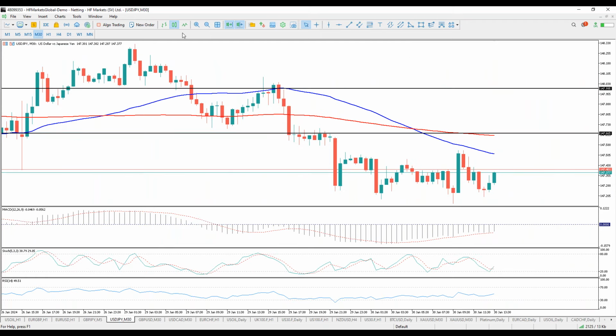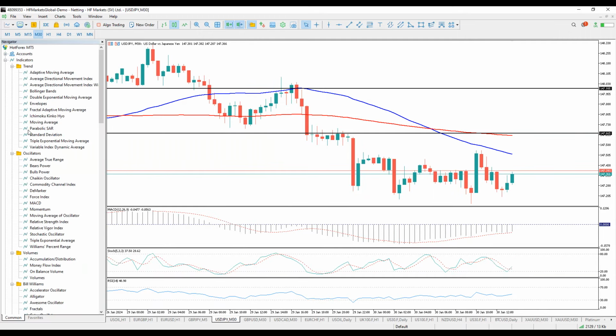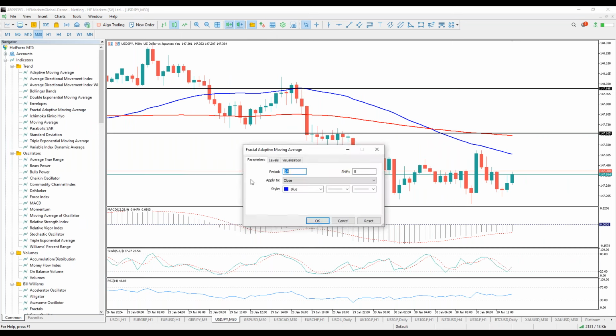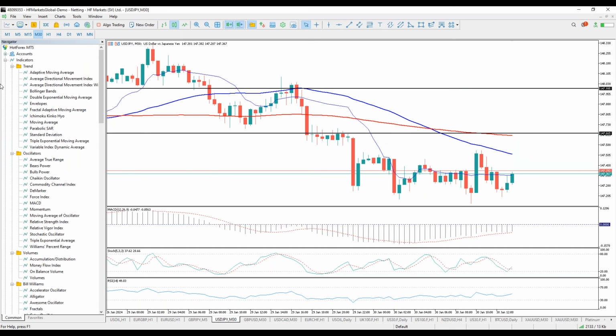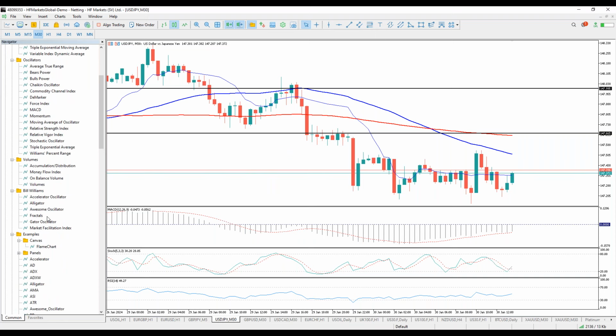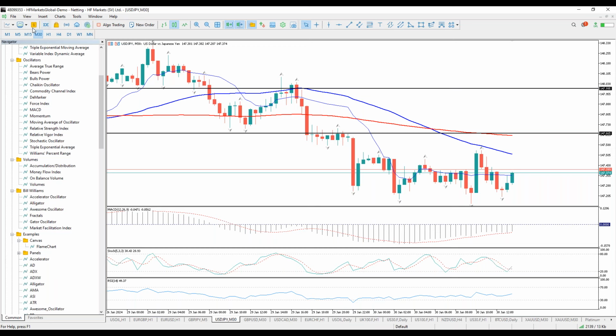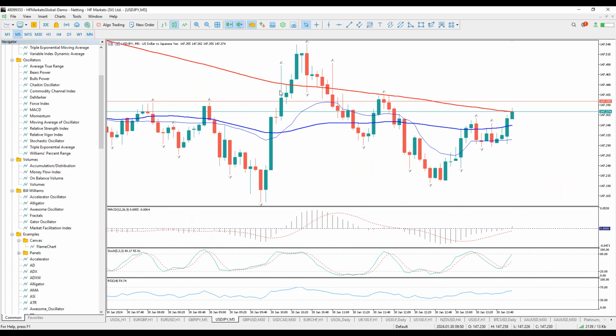it depends on the asset, of course. I don't want to be conservative. Oops, sorry. Let me just apply my fractals on. Here we are, Bill Williams. Okay. So 5 minutes chart. So it depends on the fractal, on the asset.